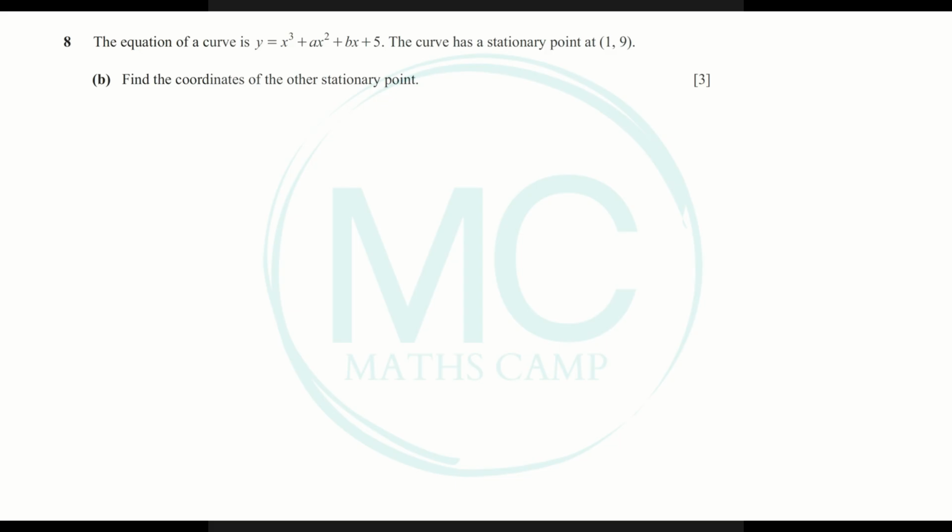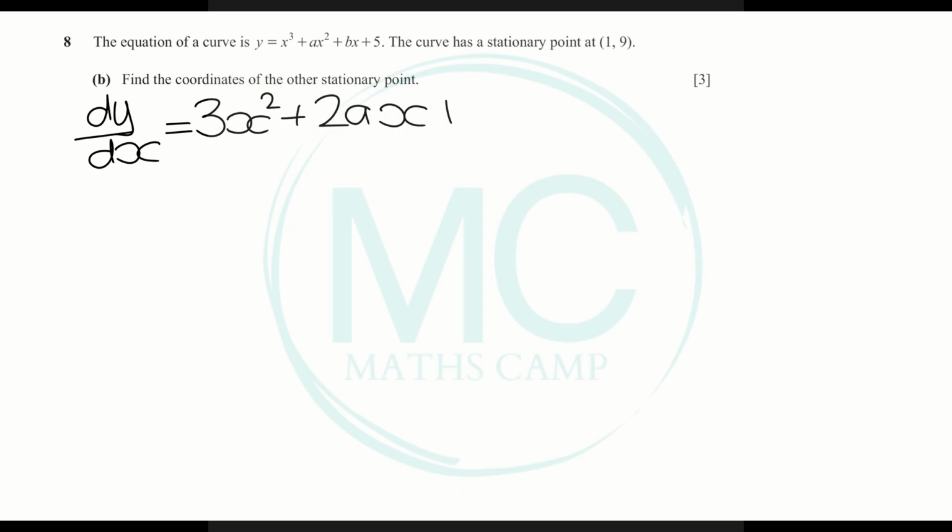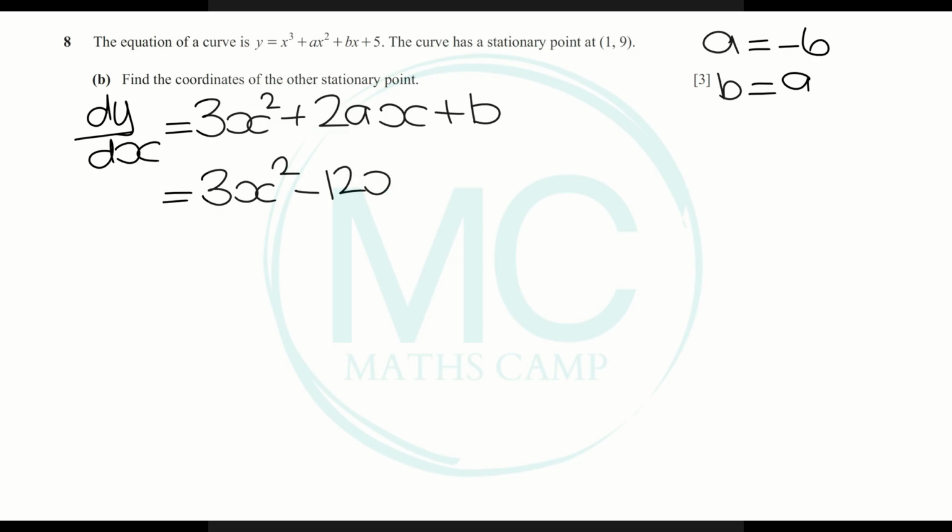Part B says find the coordinates of the other stationary point. Let's start with the equation of the derivative. dy over dx is equal to 3x squared plus 2ax plus b. In part A, we have just found that a is negative 6 and b is equal to 9. So now this equation becomes 3x squared, 2 multiplied by negative 6 is negative 12, so this becomes minus 12x plus b, which is 9.